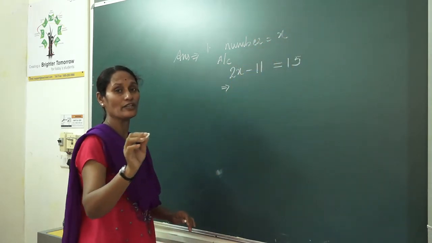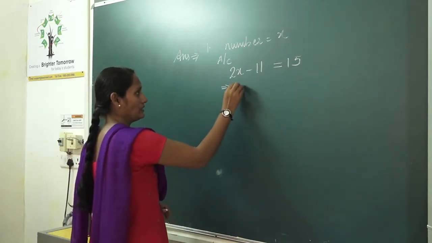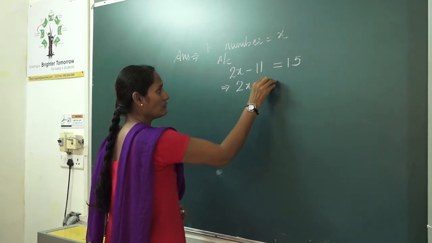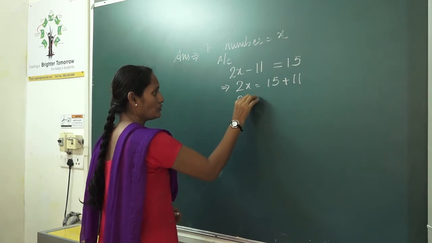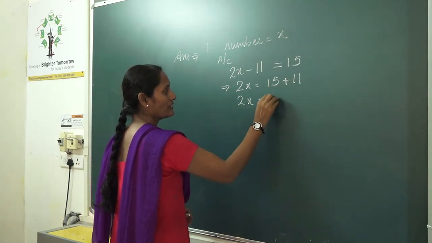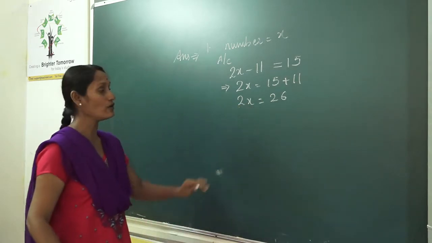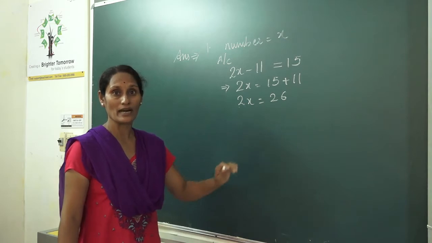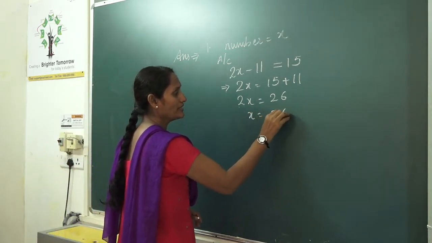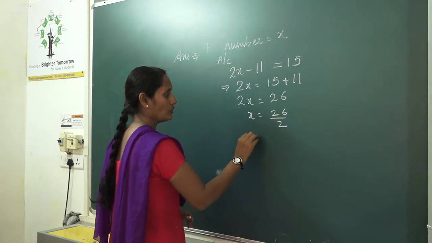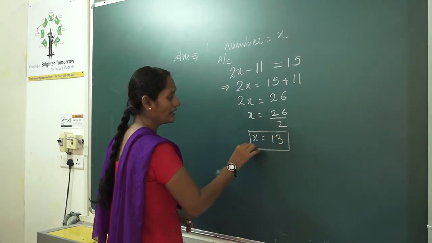In the last video you have seen that minus, when it is transposed, becomes plus. So 2x equals 15 plus 11. 2x will be equal to 15 plus 11, which is 26. Now in 2x, 2 is in multiplication form. When it is transposed, it becomes division. So x will be equal to 26 divided by 2. So x is equal to 13. This is our required answer.